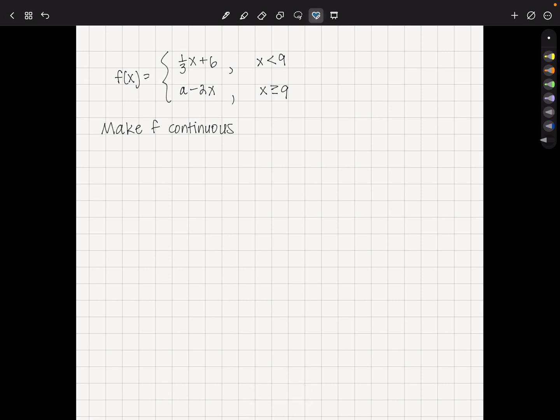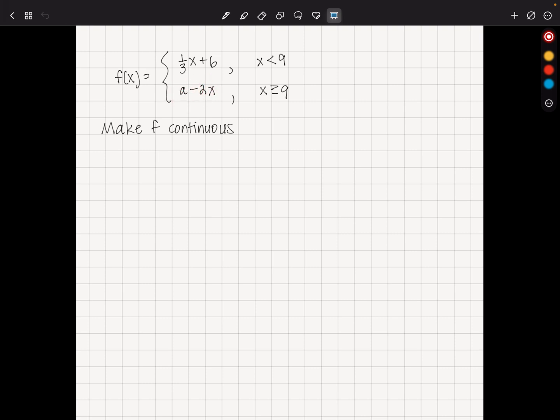Okay, in this problem, we need to make the piecewise function f continuous. And as you can see, there's an a value here, so we're going to have to solve for a to make that happen. Now, what's happening in this piecewise function is we have this linear function here that is continuous, because linear functions don't have any discontinuities. This is also a linear function.